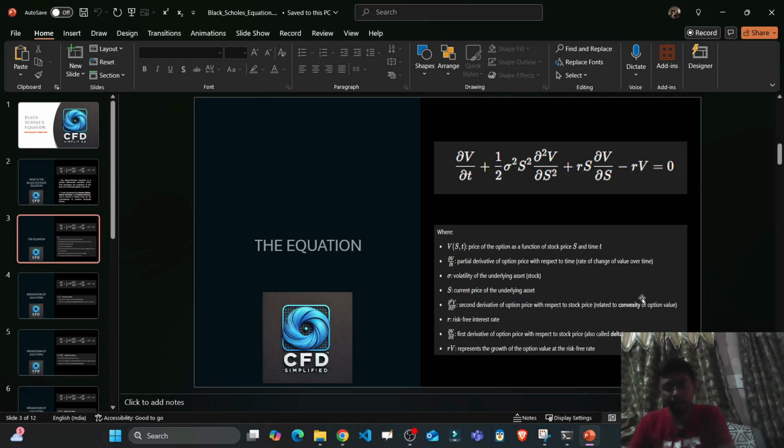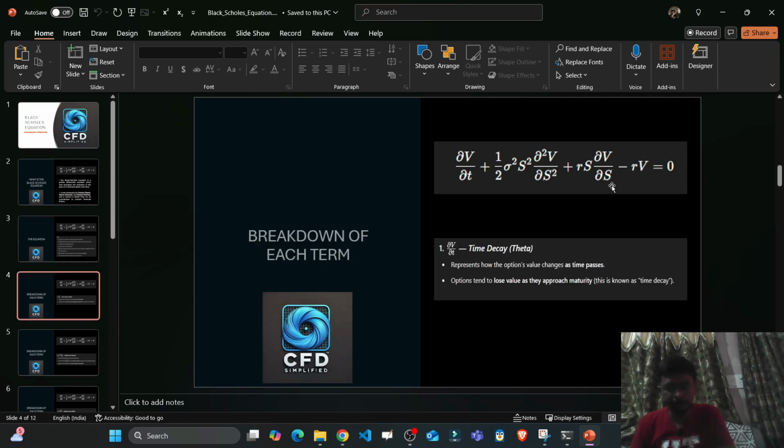So why is it representing the growth? Because V is the value of the option which you are having, and R is the risk-free interest rate. So if you multiply both of them, it will only give you the growth of the option at the risk-free rate, because R is the risk-free interest.